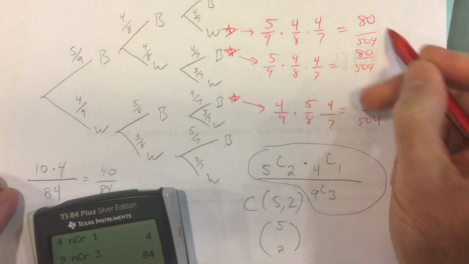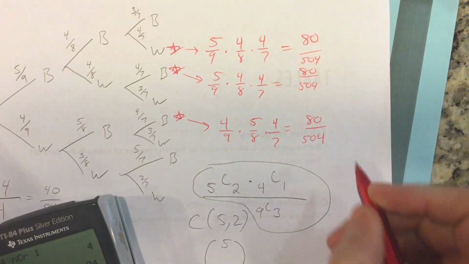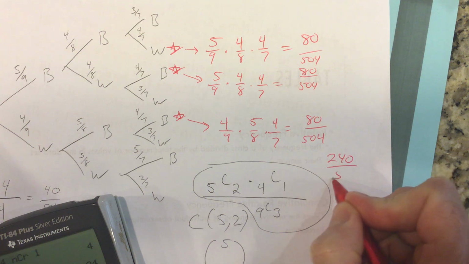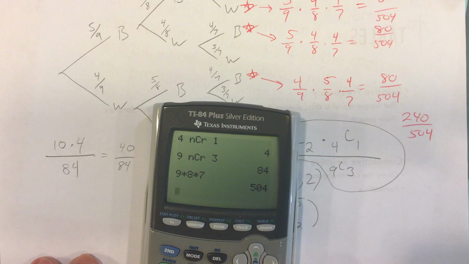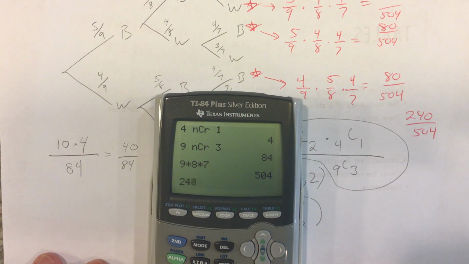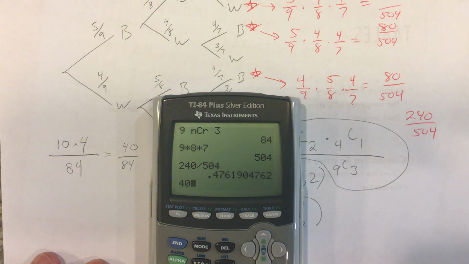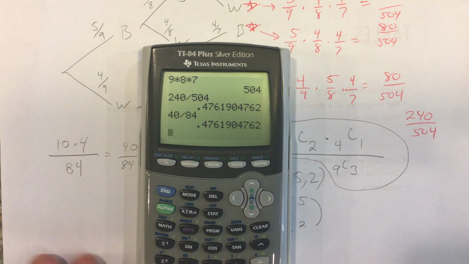Right, so adding those up, that would give me 80 plus 80 plus 80, 240 out of 504. And I'm claiming that that will equal 40 out of 84. Okay, so you can see the combinations are very useful when you are doing conditional probability, right?